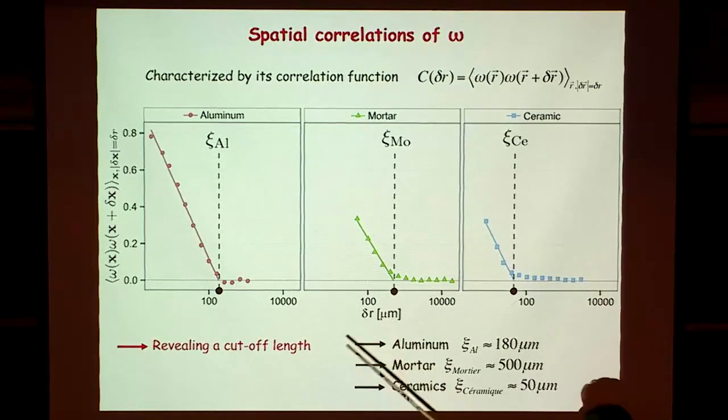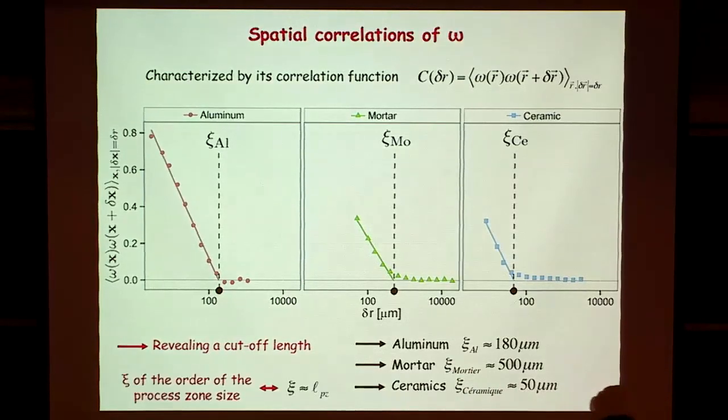And this way I can extract a length scale for each of these fracture maps, for each of these materials, that corresponds to the spatial correlation length of the largest fluctuation. And interestingly, this length scale corresponds roughly to an estimate of the size at which I expect damage processes and dissipative processes to take place. They are of the correct order of magnitude.